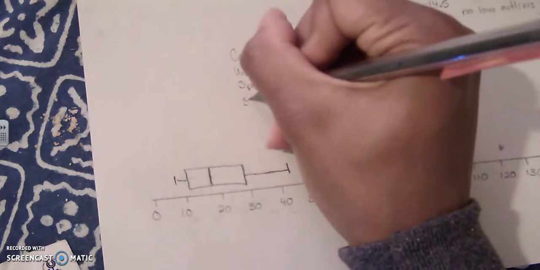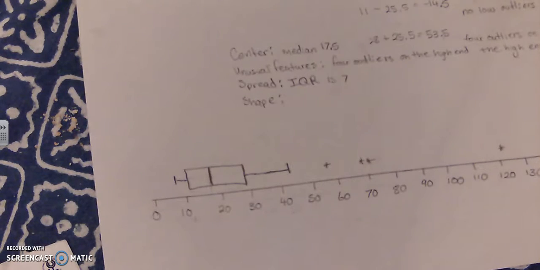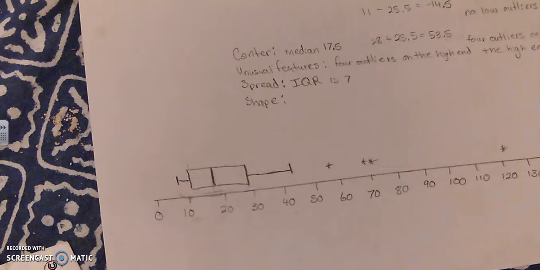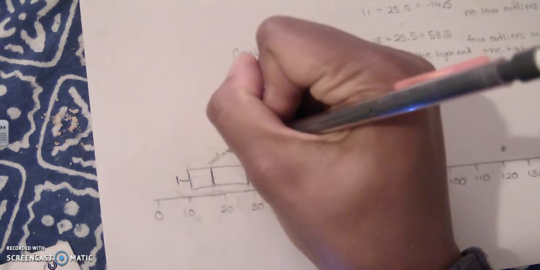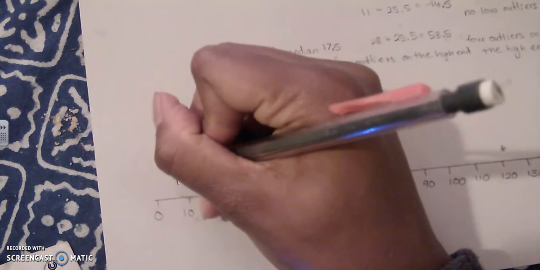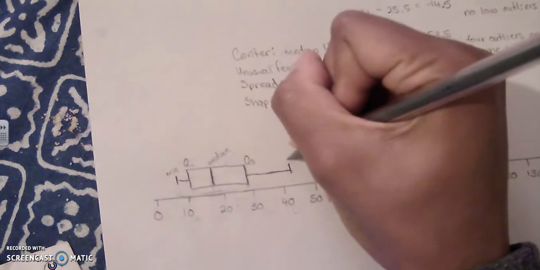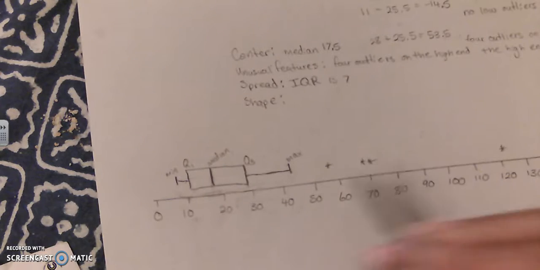And lastly, our shape. Shape might be the hardest thing to figure out about a box plot. It can help if we think about our quartiles a little bit. Remember, this is my median, Q1, Q3, min, and technically this is my new max now that we are excluding these outliers.